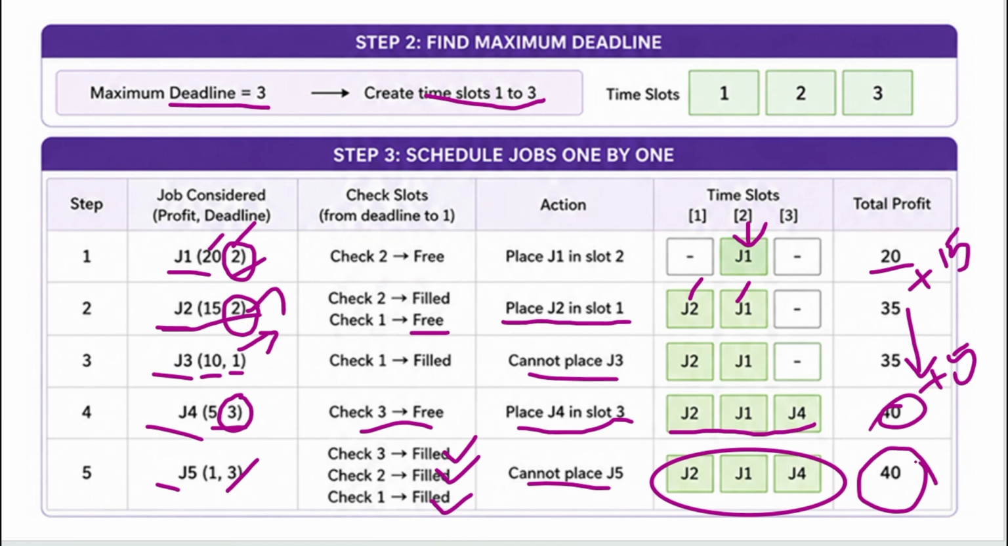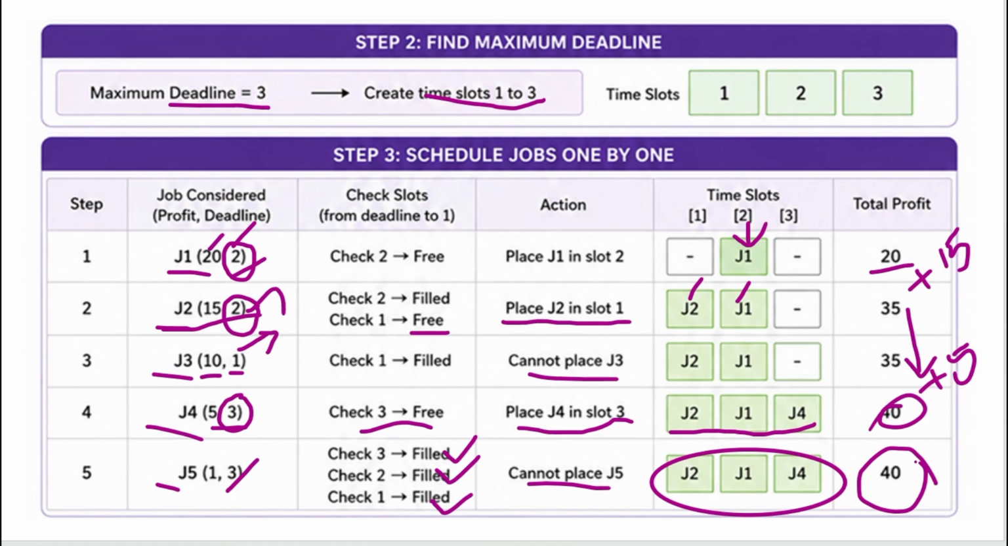Okay. So what is the first step? Find the maximum deadline from the given data. So we create time slots 1 to the maximum deadline. Then arrange all the jobs based on the highest profit. So first take the highest profit job and we schedule that job first.